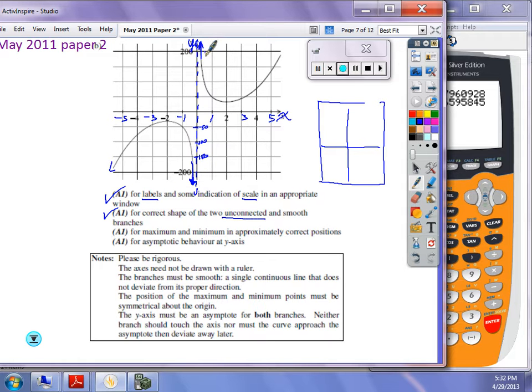Now, we talked about asymptotic behavior, you're also going to be given a fourth point for having the max and min in approximately the correct position. So even though it says sketch, we're looking for an accurate representation of the function. And the maximum value right here and the minimum value need to be located appropriately on the graph.